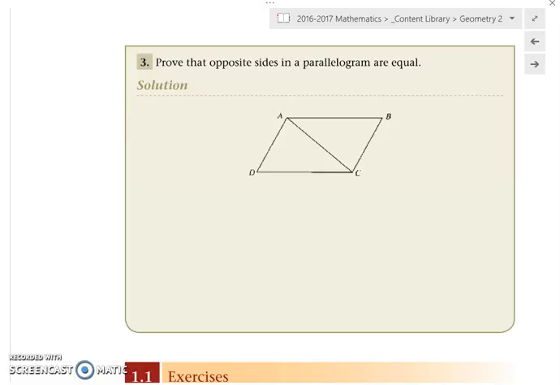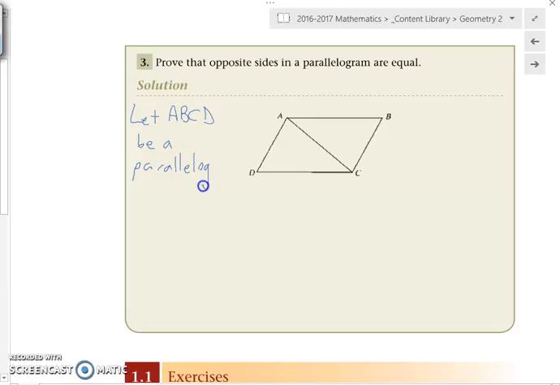And we're going to say, let ABCD be a parallelogram.